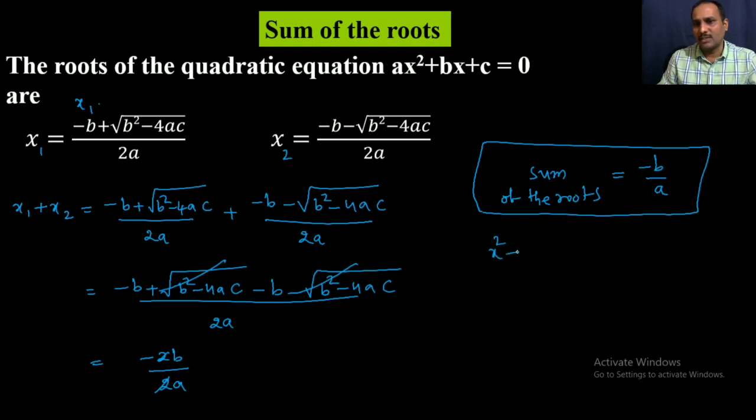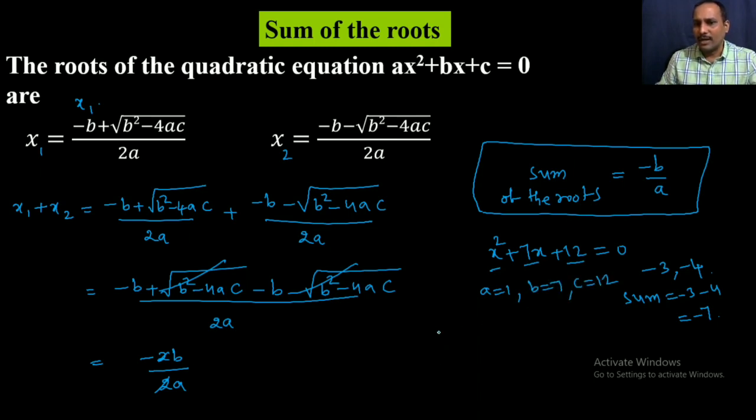Let's take an example, x square plus 7x plus 12 equal to 0. So the roots of this equation are minus 3 and minus 4, and their sum will be minus 3 minus 4, that is minus 7. Now we will apply this formula and check whether we'll get minus 7 or not. Let us compare it with ax square plus bx plus c equal to 0. Here a is 1, b is 7, and c is equal to 12. So what is the sum formula? Minus b by a. Minus b is minus 7 by a is 1. So the sum is minus 7. So by using the formula, we got minus 7, and actual sum is also minus 7. So our formula is right.